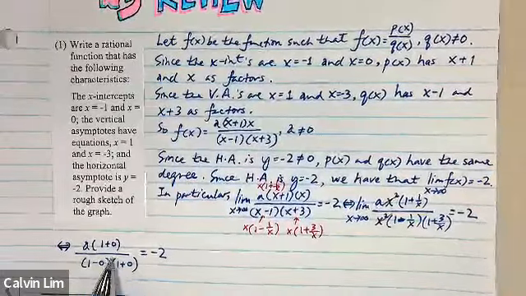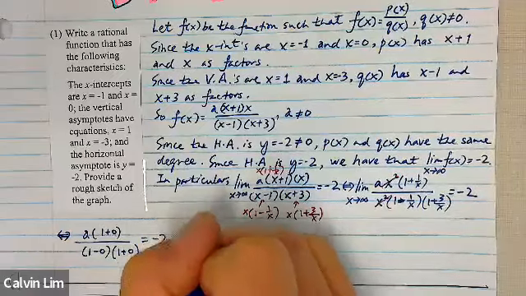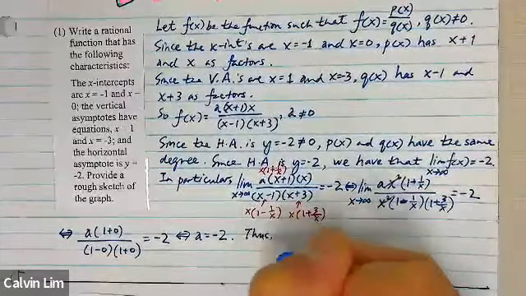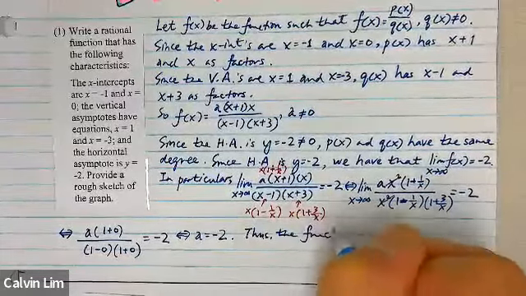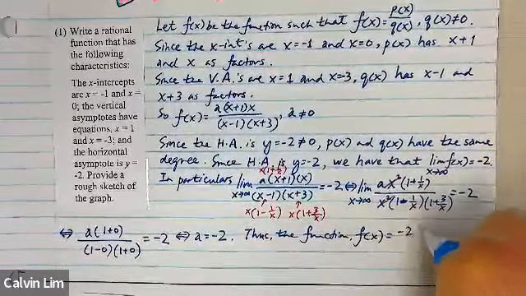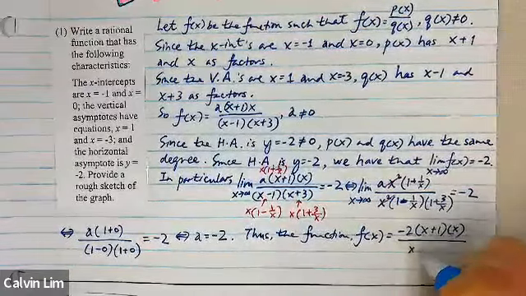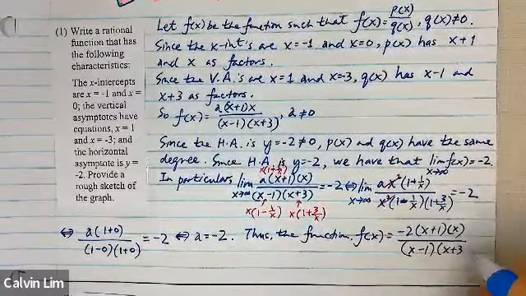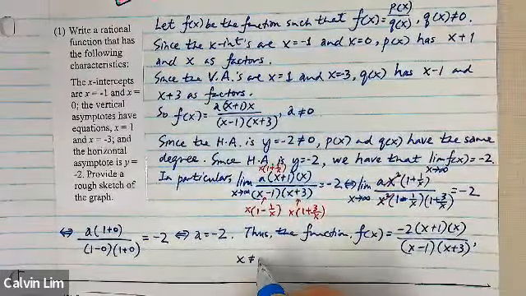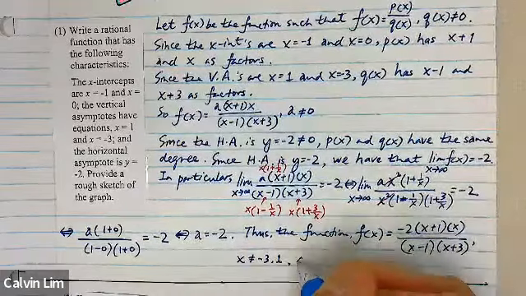Okay. Now, so what is a? So that means a equals -2. Thus, the function f of x equals -2 times x plus 1 times x over x minus 1 times x plus 3, and x cannot equal -3 and 1. Always put down restrictions for a rational function.